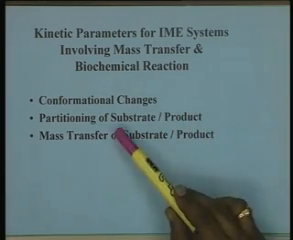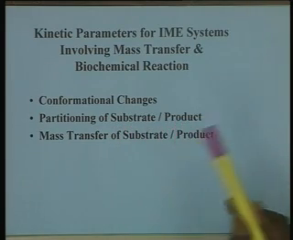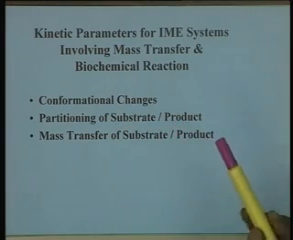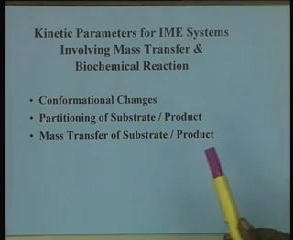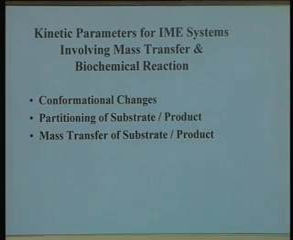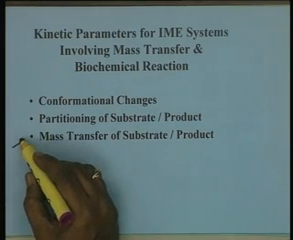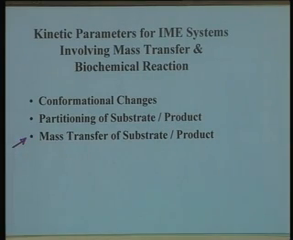The other effect is partitioning of substrate and product, which also results in alteration in the Km value of the enzyme reaction. Then the third effect was mass transfer of substrate and product, and this mass transfer, as we noticed, was at two levels, or in a broader sense, if you consider the reaction in an immobilized enzyme reactor, it will imply that in addition to the biochemical reaction, there will be four more resistances involved.